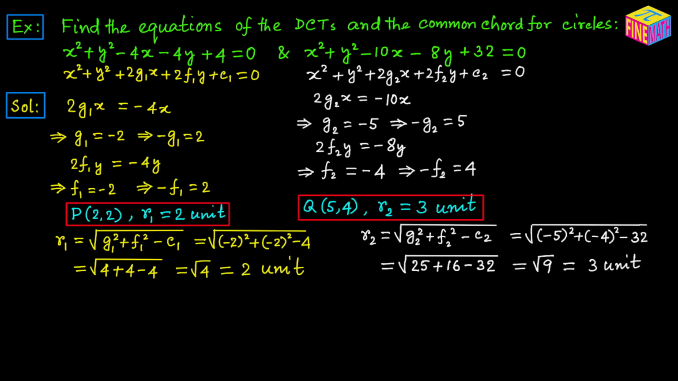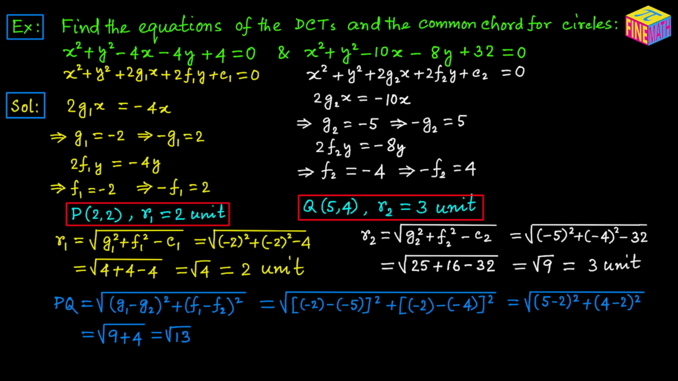Now let's calculate the distance between P and Q using the distance formula, and the PQ distance seems to be square root of 13, and 13 is actually greater than the difference of the two radii but less than the sum of the two radii. That means the two circles actually intersect each other. So in this case there will be two DCTs and a common chord.